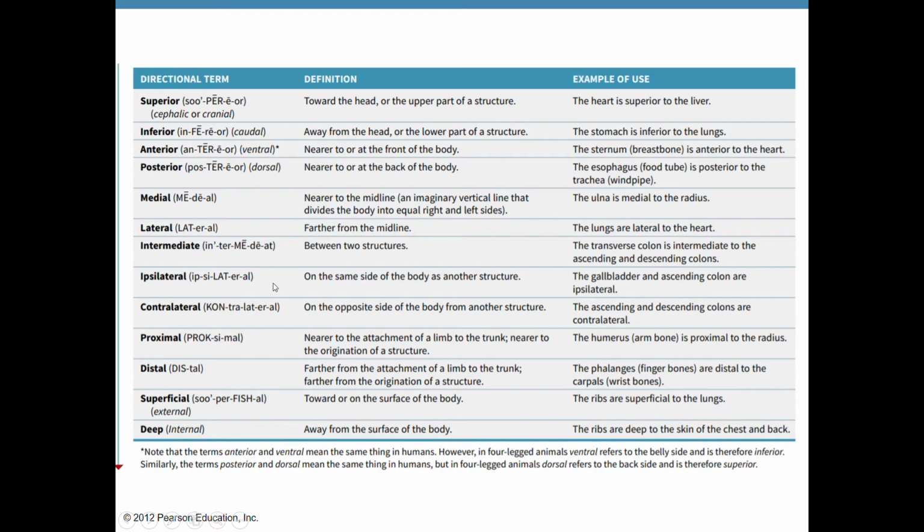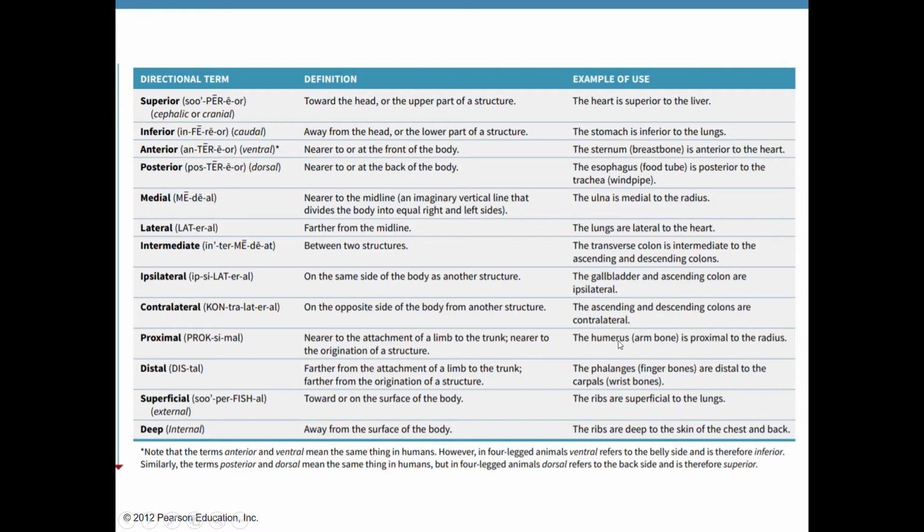Ipsilateral. When we say ipsilateral, on the same side of the body as another structure. So the gallbladder and the ascending colon are ipsilateral. They are located on the same side of the body. When we say contralateral, on the opposite side of the body. For example, the ascending and the descending colons are contralateral. Next, we have the proximal. When we say proximal, near to the point of attachment, so your arm bone is proximal to the radius.